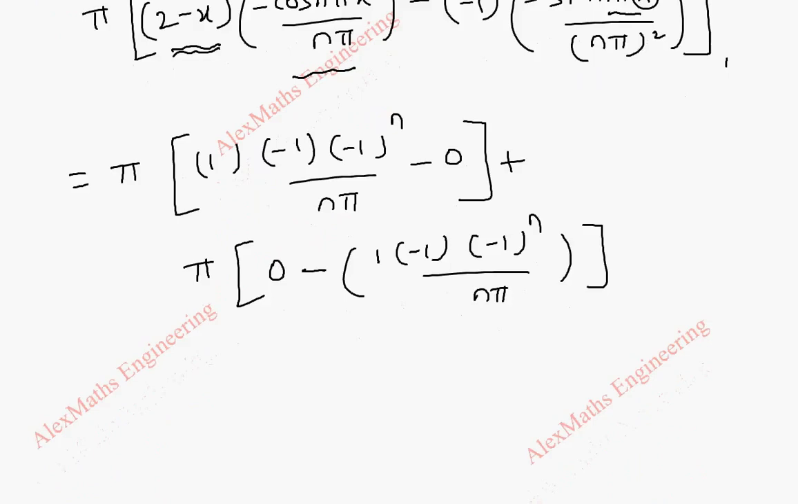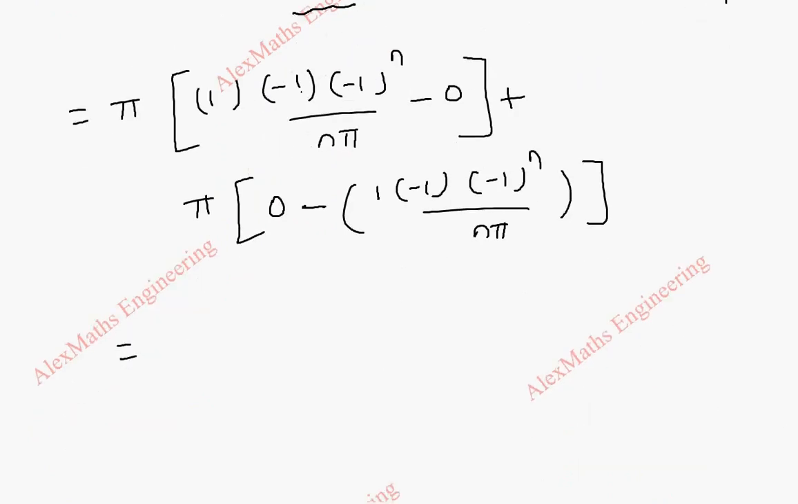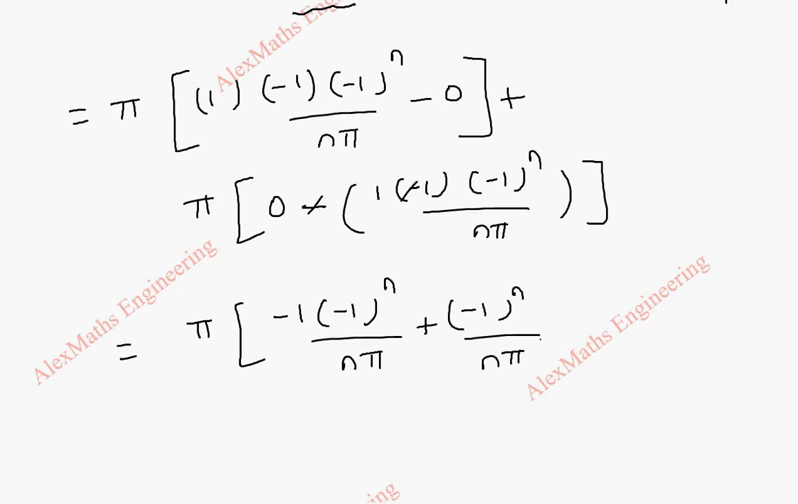Now further rearranging this, actually we have pi open bracket, this is minus 1 into minus 1 whole power n by n pi, and this minus and this minus can cancel, and pi when I take common, we have left with only minus 1 whole power n by n pi. So finally these two terms are same with opposite sign, gets cancelled. So total Bn is 0.